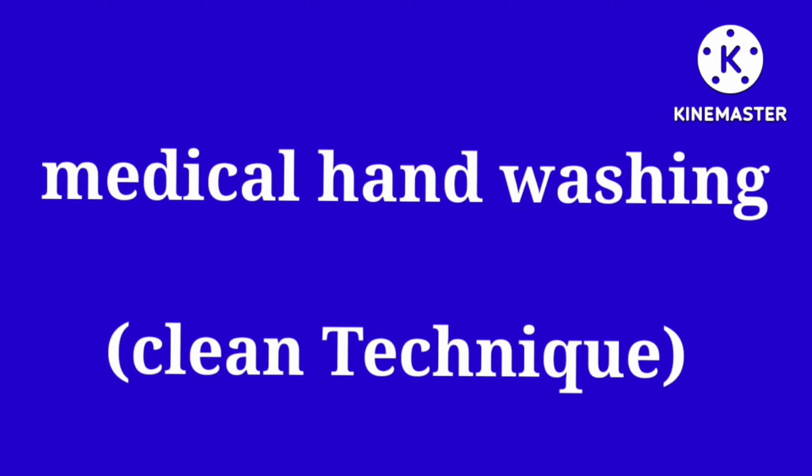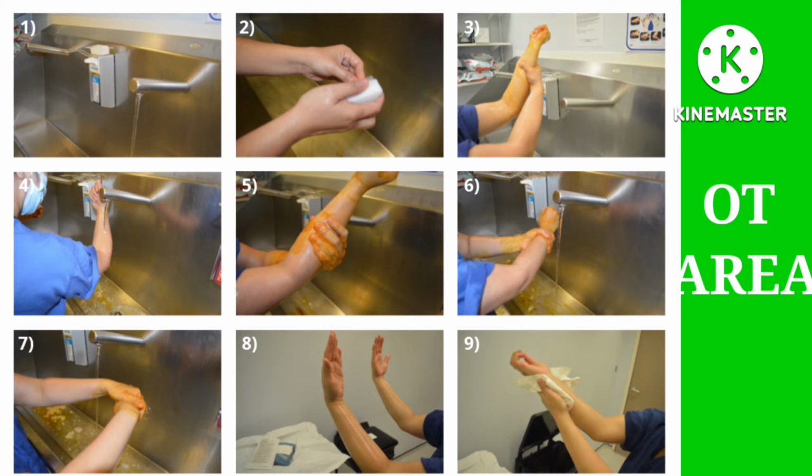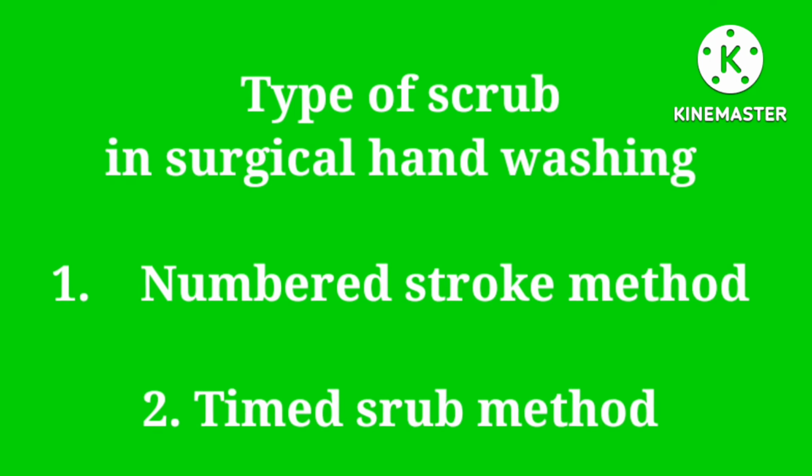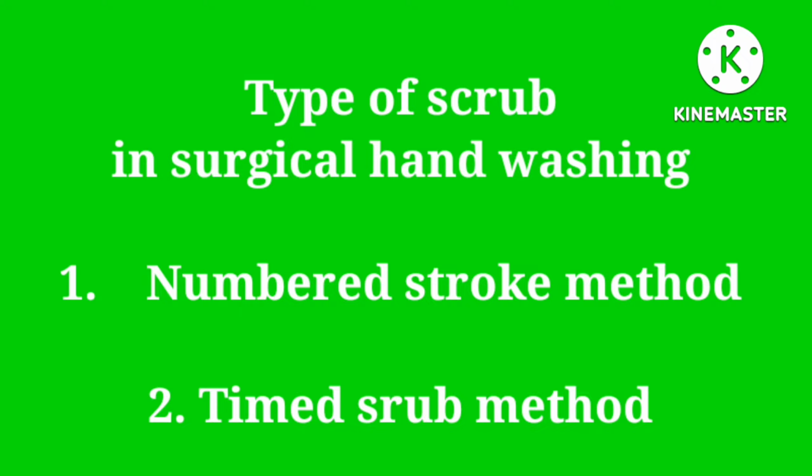Number 2 is surgical hand washing. Surgical hand washing should be performed in OT areas. In surgical hand washing, there are two types of scrub. Number 1, numbered stroke method. Number 2, time scrub method.